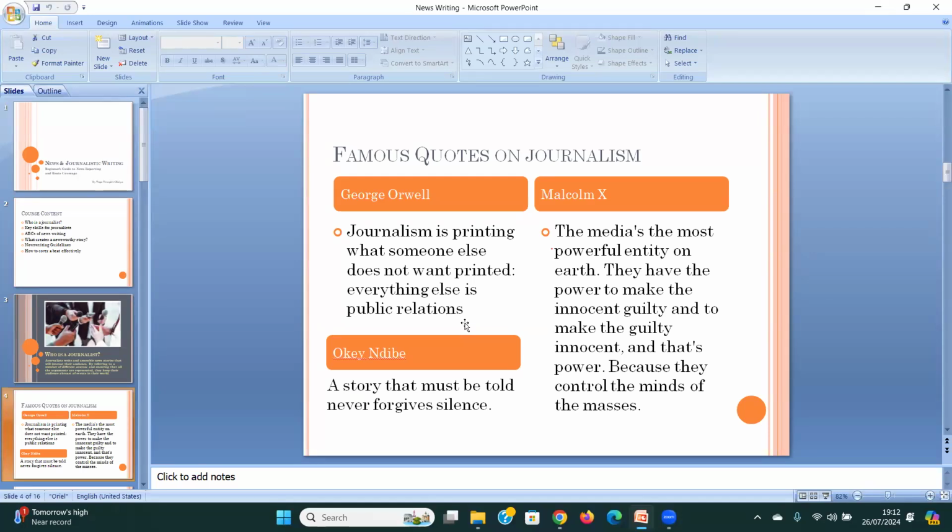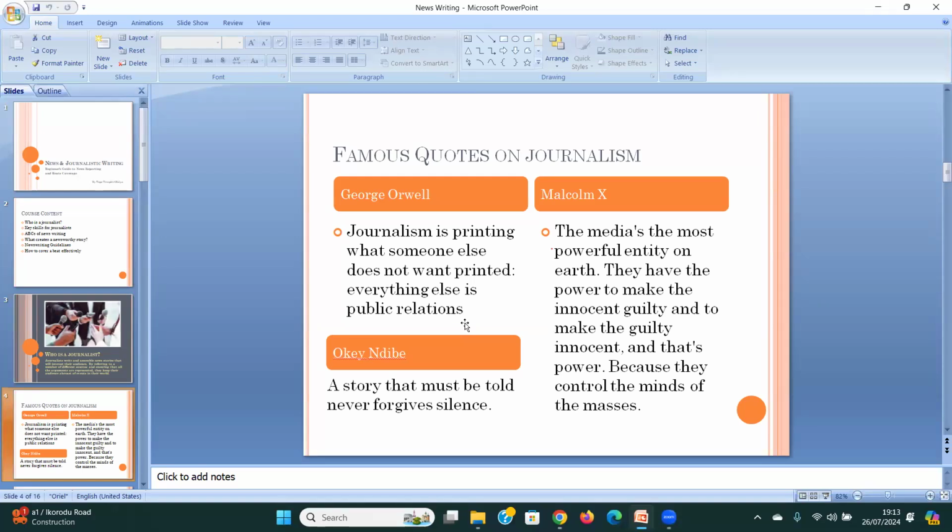Then there's also a quote from Malcolm X, the civil rights activist in the US. It says the media is the most powerful entity on earth. Why? Because they have the power to make the innocent guilty and to make the guilty innocent. And that's power because they control the mind of the masses.